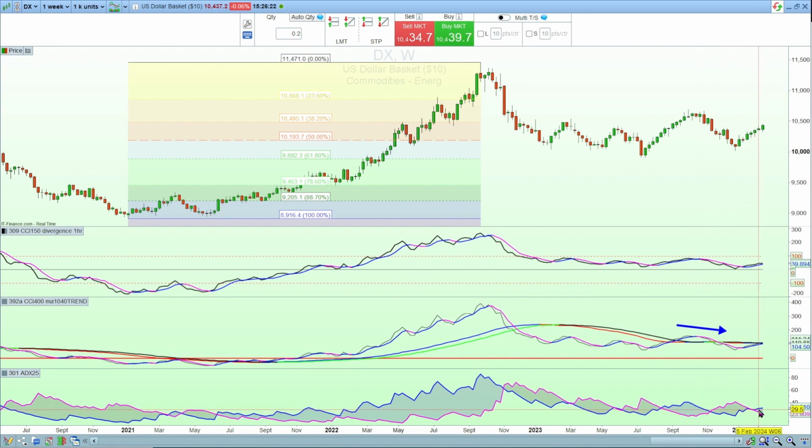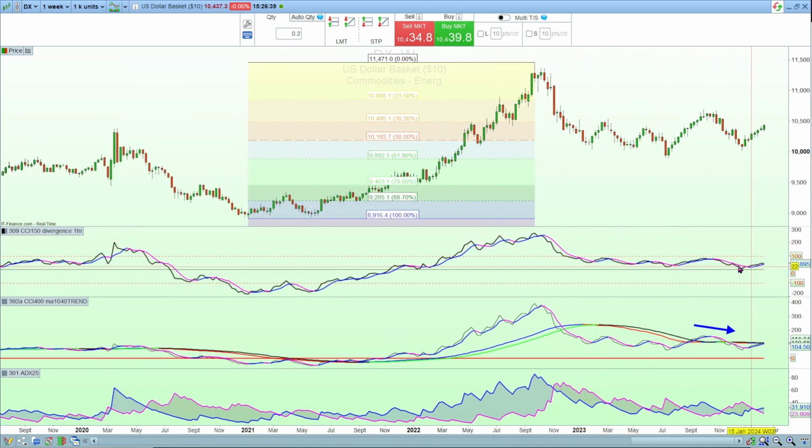25 indicator is showing a bullish movement. The CCI 400, which supports the trend, is showing somewhat neutral movement at the moment. You can see the price is pretty much in this band, but it's actually approaching and possibly breaking to the upside of that moving average. The CCI 150 is our divergence indicator, and it's currently showing no sign of a divergence at the moment. It's moving in line with the price.